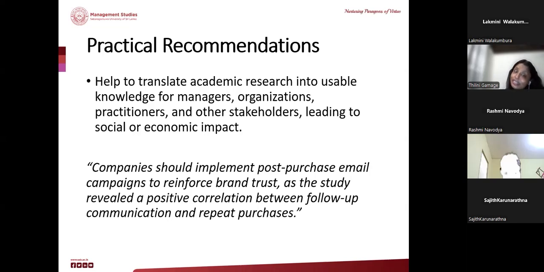And that directly stems from their findings. See, the study revealed a positive correlation between follow-up communication and repeat purchase. So that's very important. All the time, be focused. And when you offer practical recommendations, don't try to offer practical recommendations based on your general understanding about the topic, which you should not do at all.